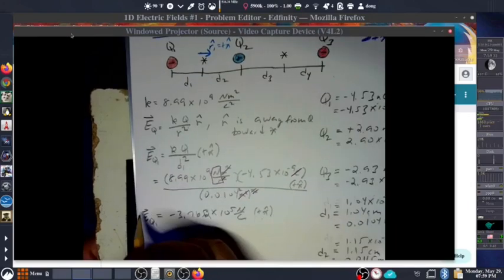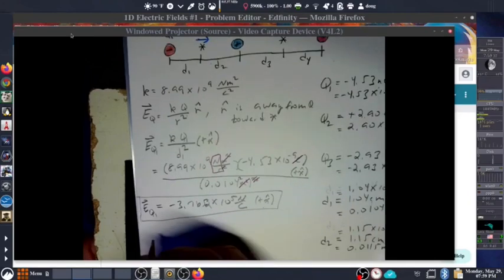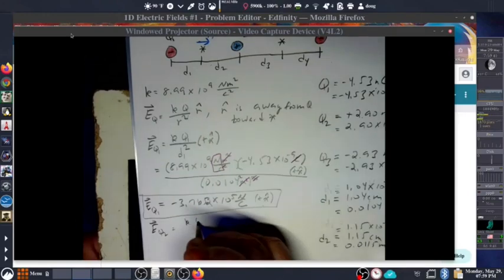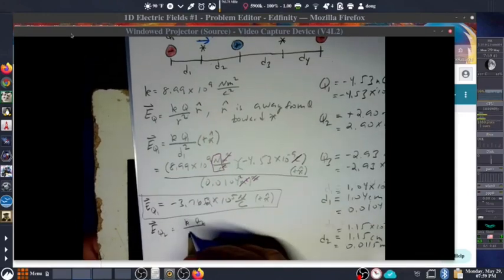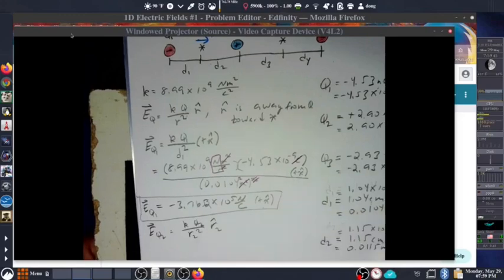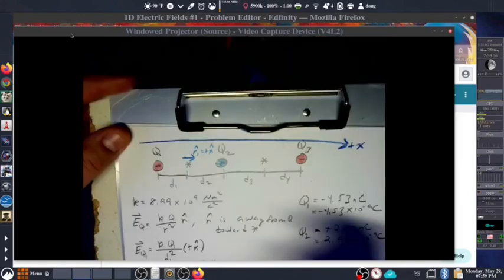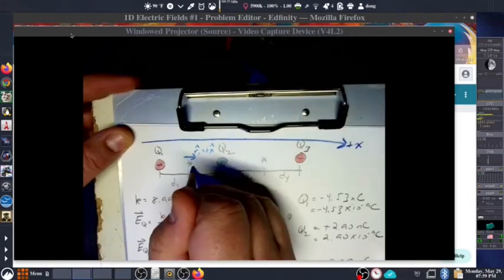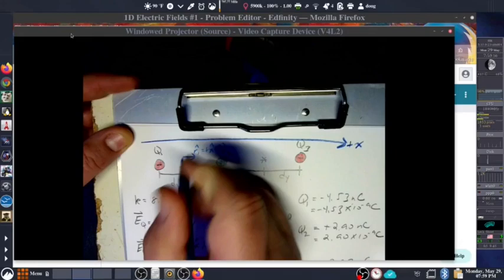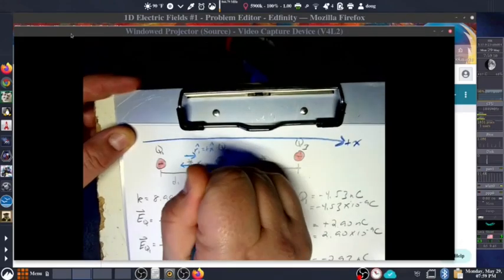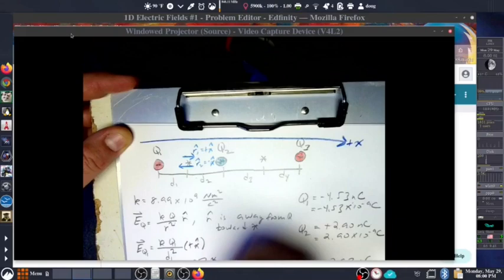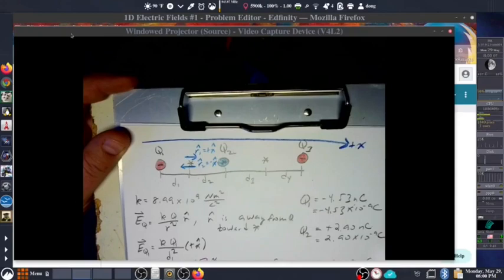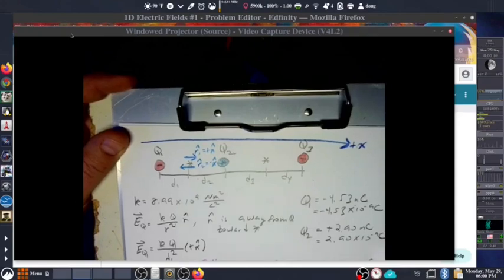Okay. So now I want to do the electric field for Q2. That's going to be K Q2 over R2 squared R2 hat. For the R2 hat, again, I want the vector that points away from this charge at this point. That's going to be this direction. So R2 hat is minus X hat in this case, because it's in the opposite direction to what I said was the positive direction. Okay, so I have that.